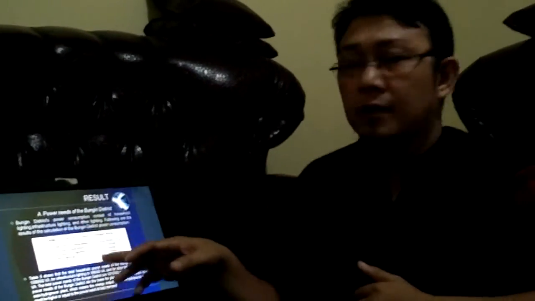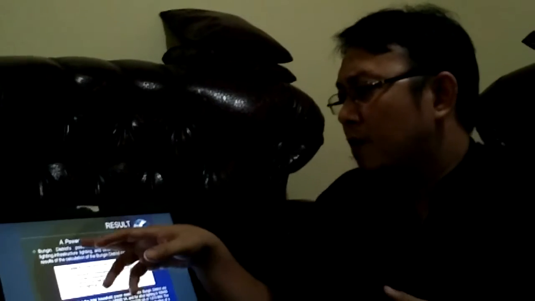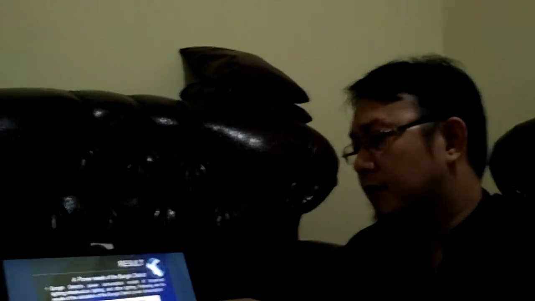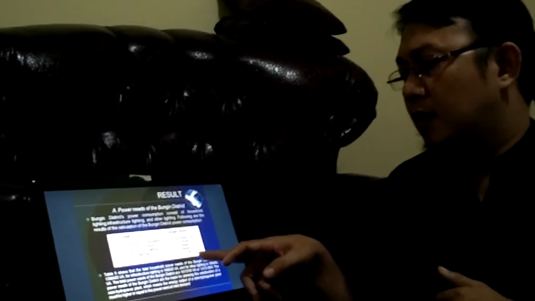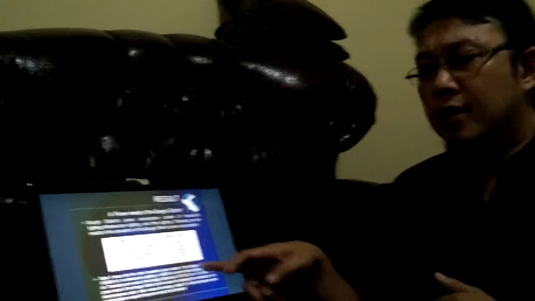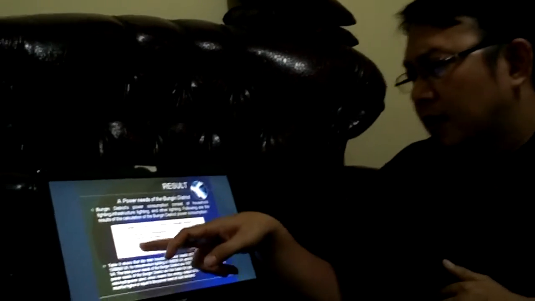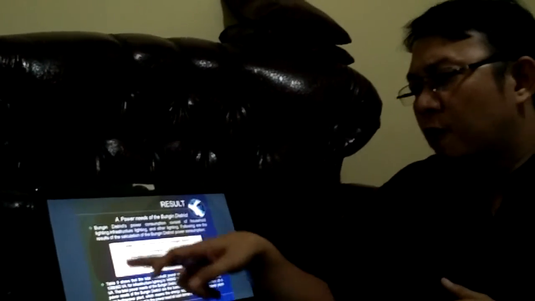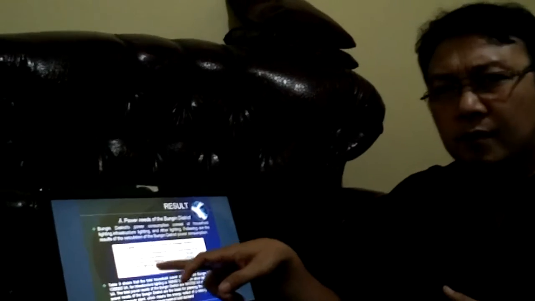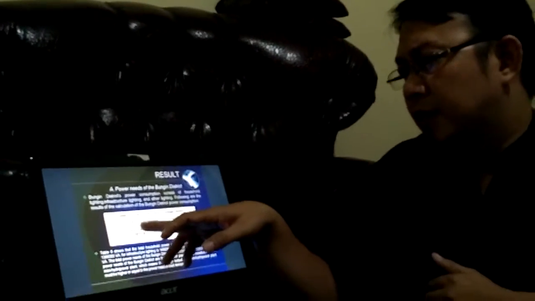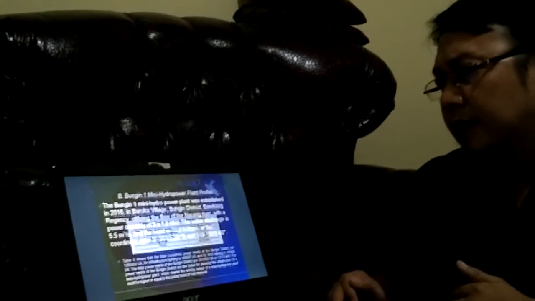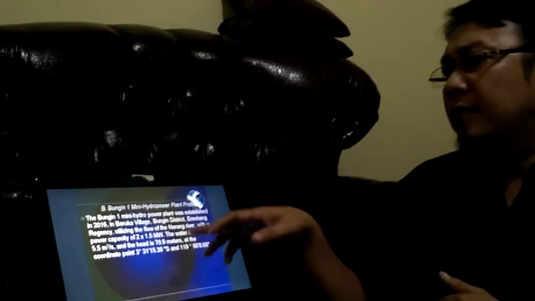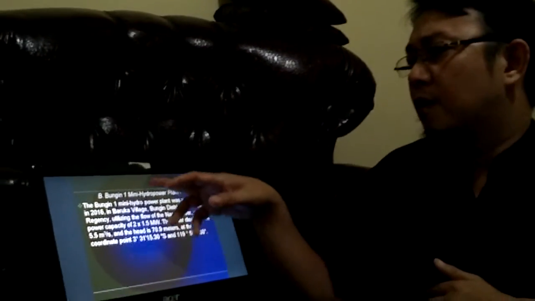Result. The net power result of the Bungin district has a total power of 1,613,700 volt-ampere, or 1.6 megawatt. This is the electric consumption: domestic consumption, infrastructure lighting, and other lighting. The Bungin mini hydropower plant profile.